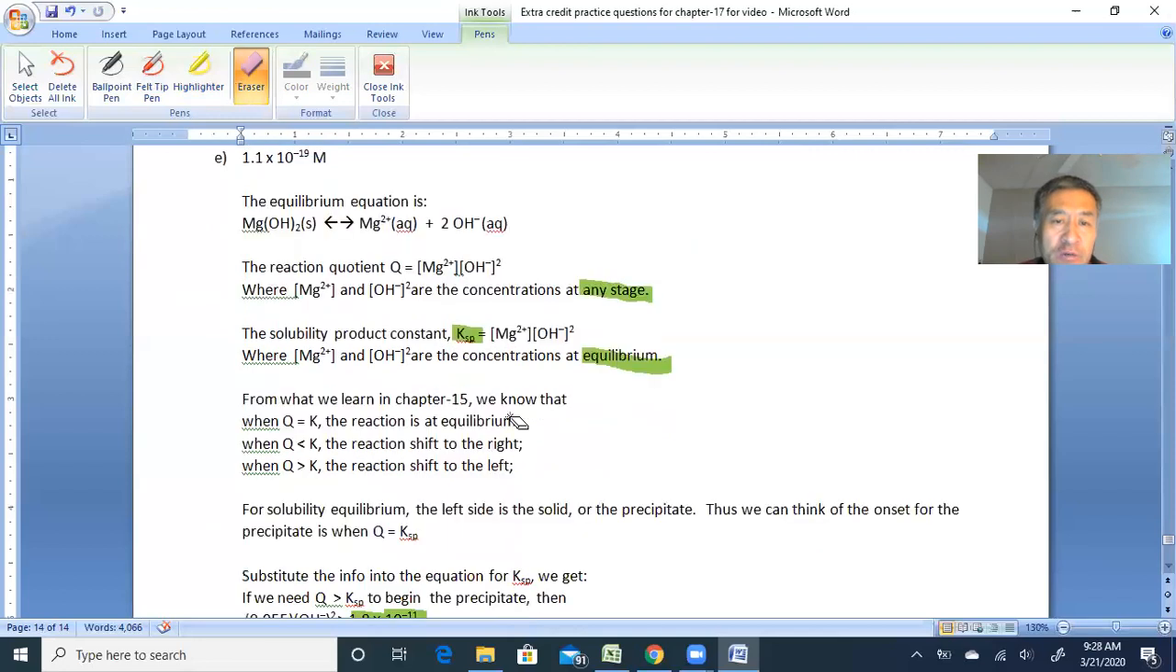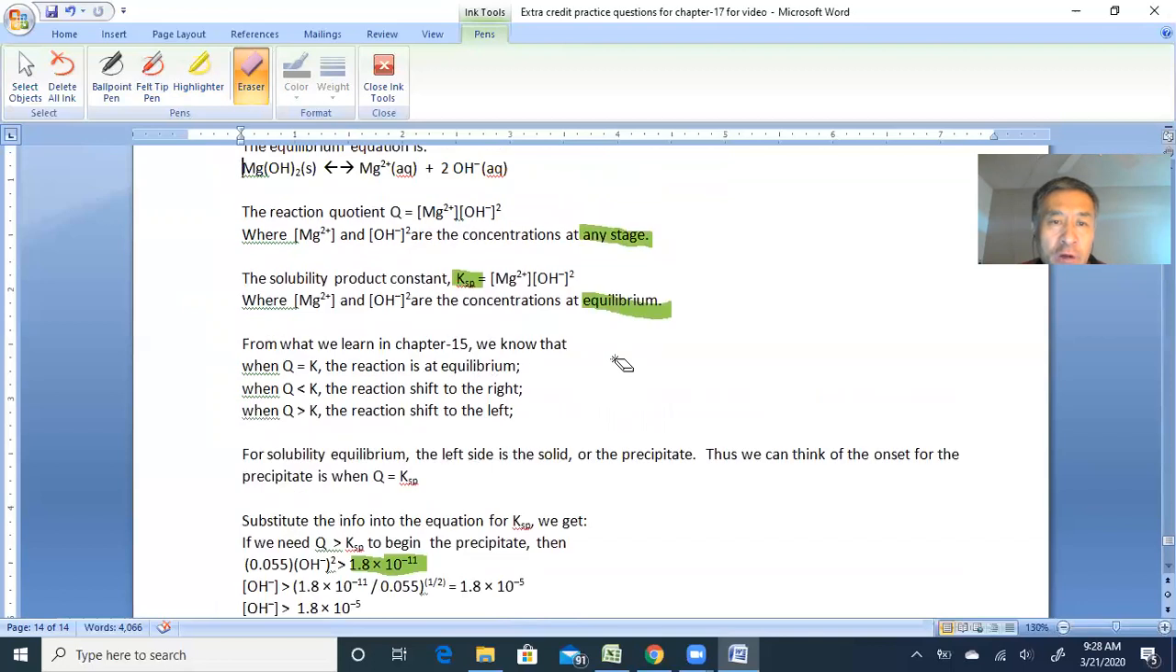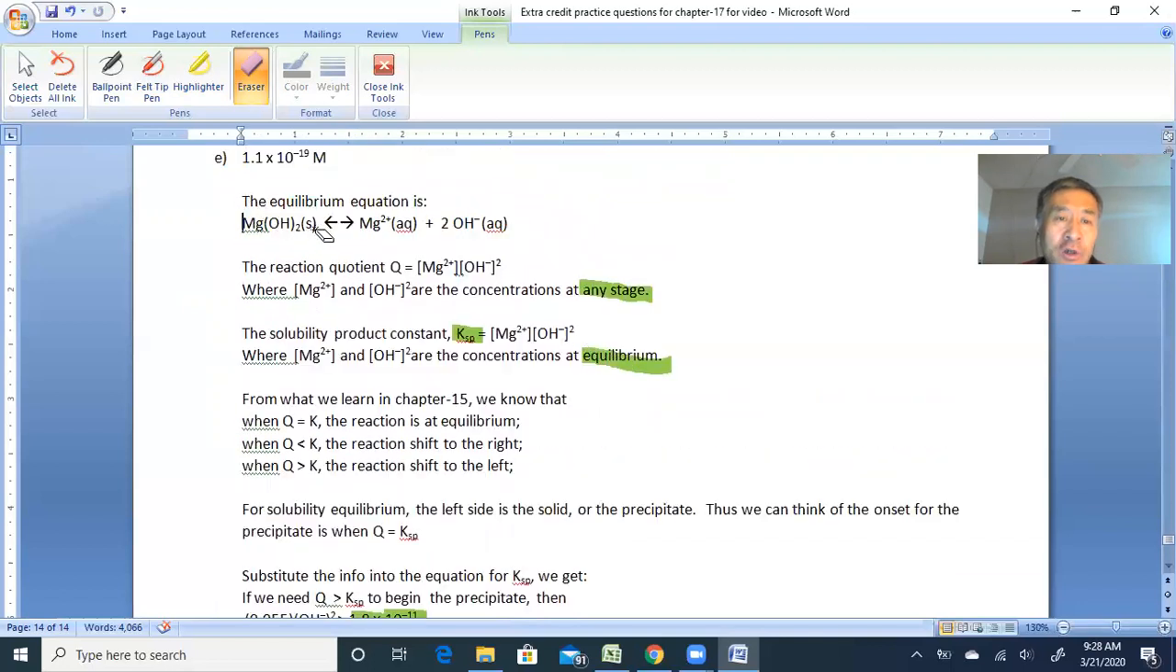Then we also learned from chapter 15, when you compare Q with K, when Q equals K, our reaction is at equilibrium. When Q is smaller than K, our reaction shifts to the right. When Q is larger than K, our reaction shifts to the left. For our problem, the left side is solid. So to produce a precipitate, we need Q larger than K, or at least equal to K to have the equilibrium. Then a little more than K, and you will have the precipitate.